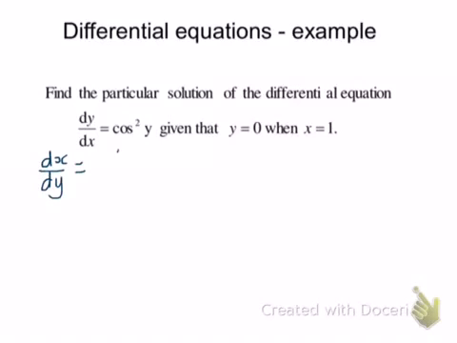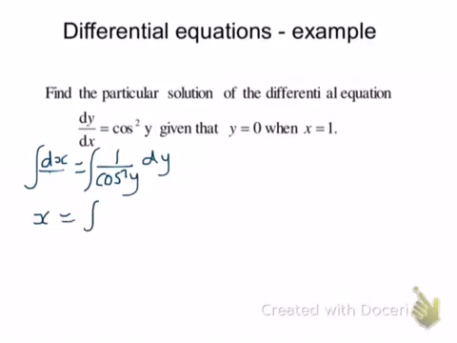I can then change the right hand side to 1 over cos squared y, and then taking dy over, I can now integrate both sides and integrate the right hand side with respect to y. So this will give me x is equal to the integral of sec squared y dy, which is a standard integral and gives us that x equals tan y plus c.